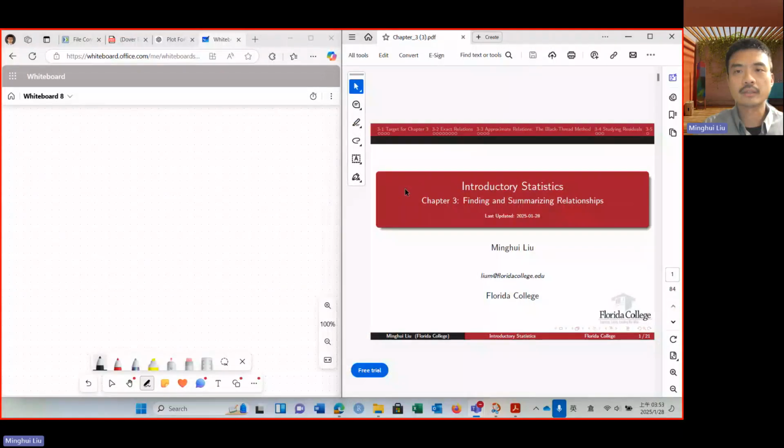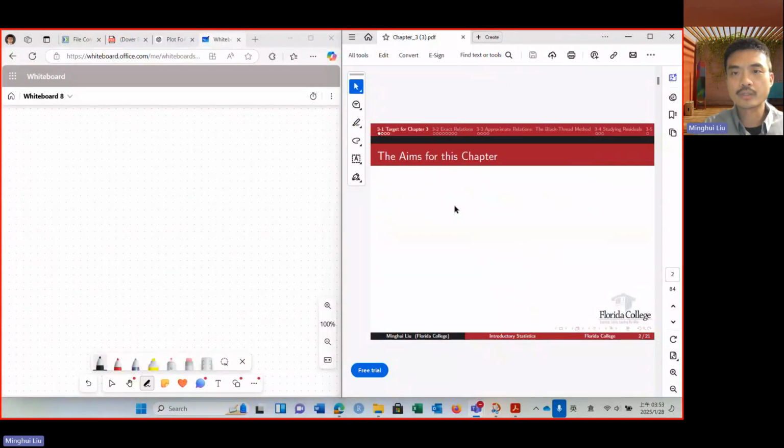Now we move on to chapter 3, finding and summarizing relationships. In particular, we'll focus on the role of straight lines in data analysis. So to start with, let's talk about the aims of this chapter.